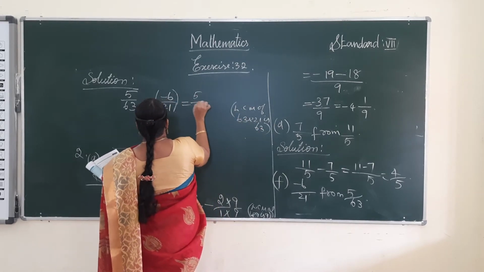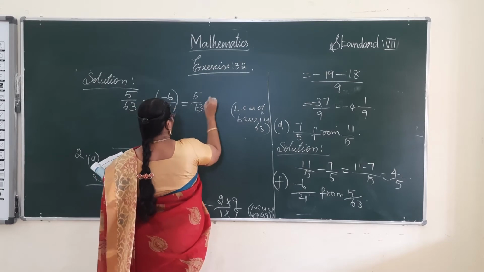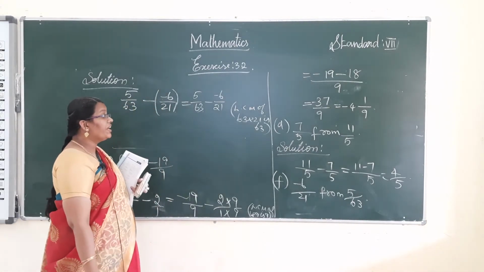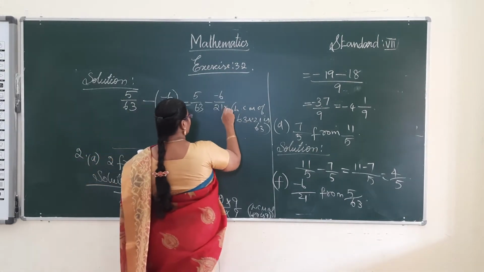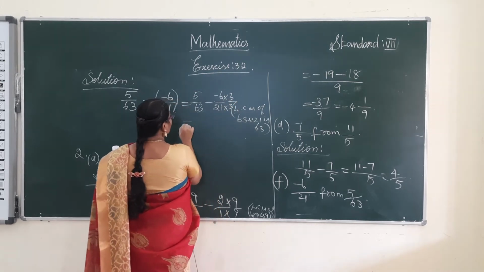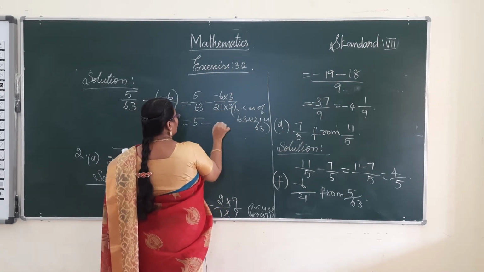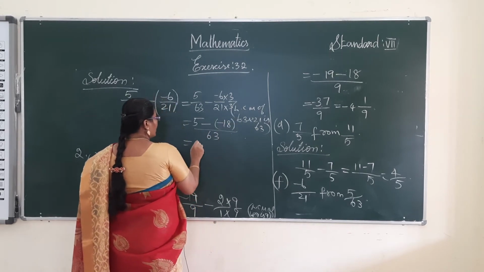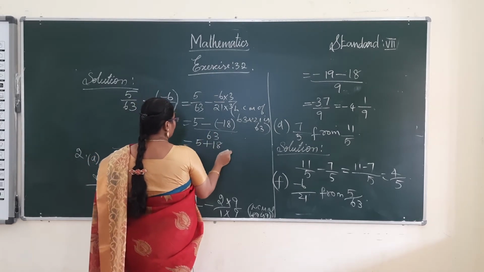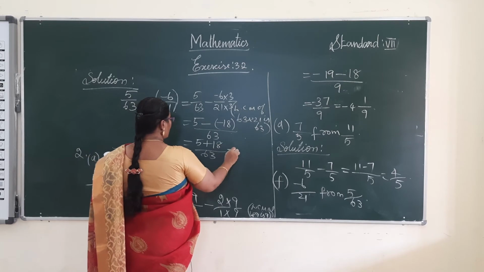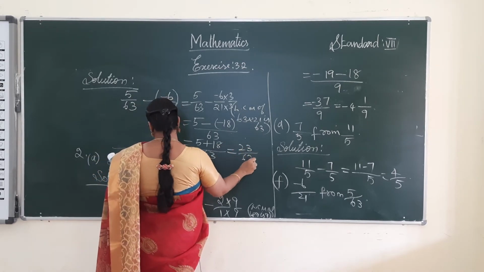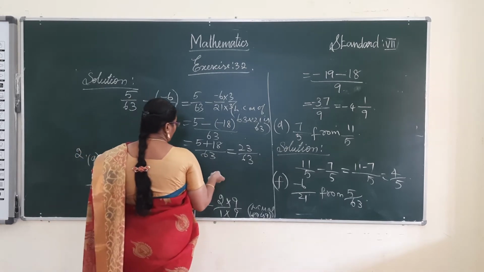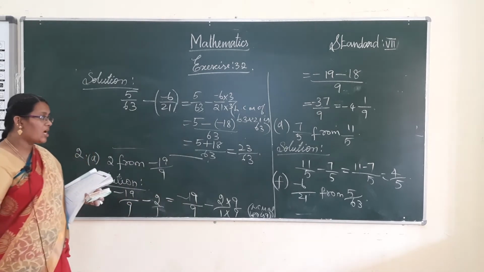The first one already has the denominator 63. For the second one, minus 6 divided by 21, how many times do we multiply the denominator 21 to get 63? 3 times. So multiply the numerator also: 5 minus 6 3s are 18 by 63. Minus into minus is plus, so 5 plus 18 by 63. Add these two values: 23 by 63. It cannot be reduced further. So that's all. Remaining problems are homework.